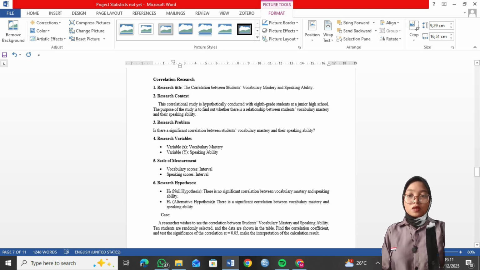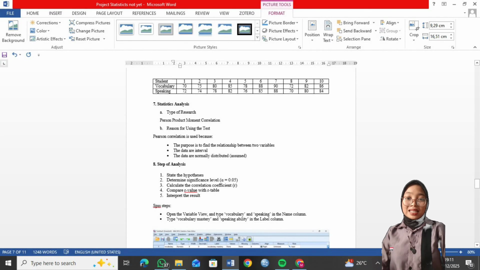For the research variables, the first variable is vocabulary mastery, and the second variable is speaking ability. And for the research hypothesis, the null hypothesis states that there is no significant correlation between vocabulary mastery and speaking ability. And the alternative hypothesis states that there is a significant correlation between vocabulary mastery and speaking ability. The statistical analysis used in this research is Pearson product-moment correlation. This test was chosen because the purpose of the study is to examine the relationship between two variables and the data are interval.